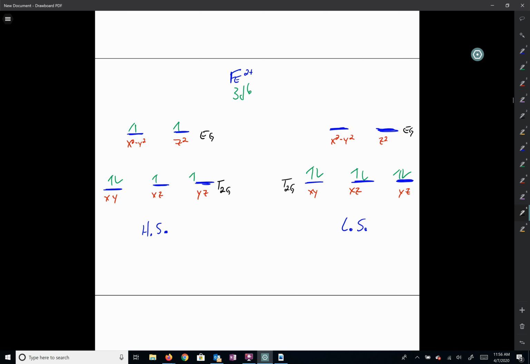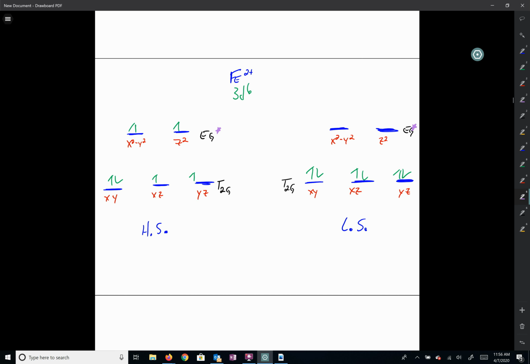What? You mean it doesn't make sense? Aha, you guys forgot something. You guys forgot something important. Okay, remember, the eg set is anti-bonding, okay? So here's a thought. What changes as I go from high spin to low spin?